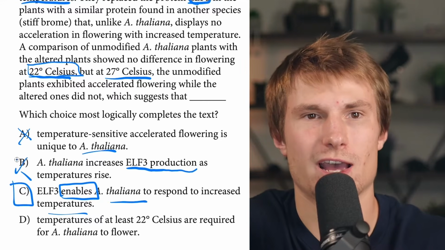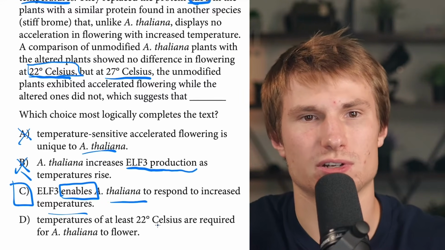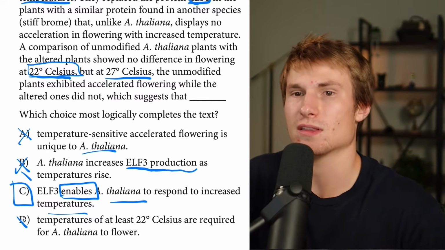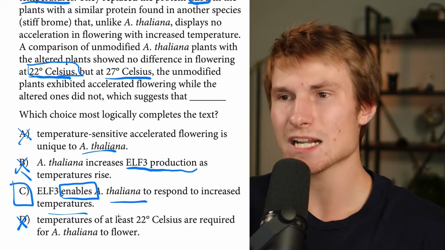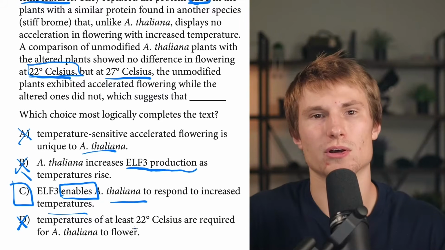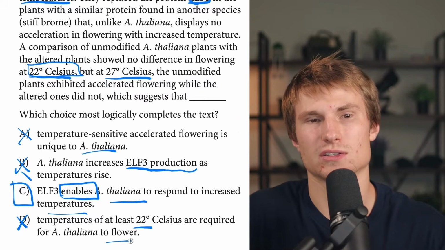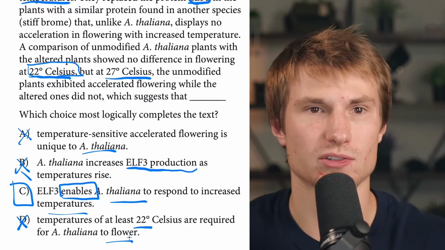Okay, if we take a look at D, temperatures of at least 22 degrees Celsius are required for it to flower. We never state that that's required for it to flower. Okay, we know that at 27 degrees Celsius, that accelerated flowering takes place, but we don't know that it requires at least 22 degrees Celsius to flower sort of at a normal rate. So our answer would have to be C.